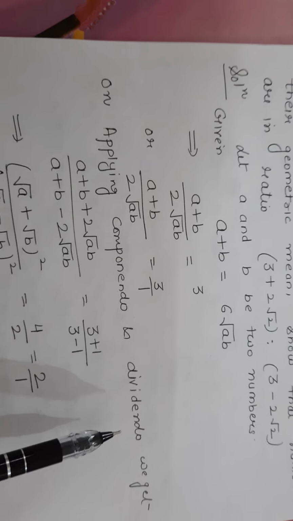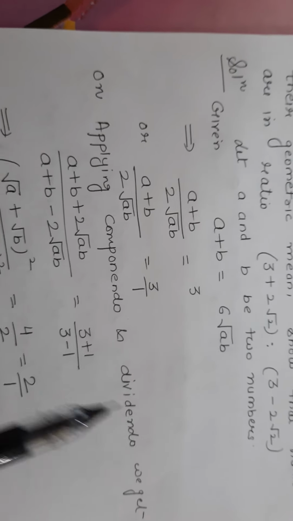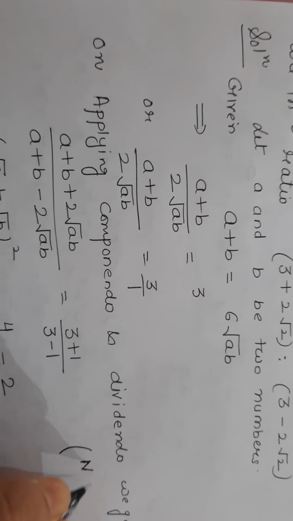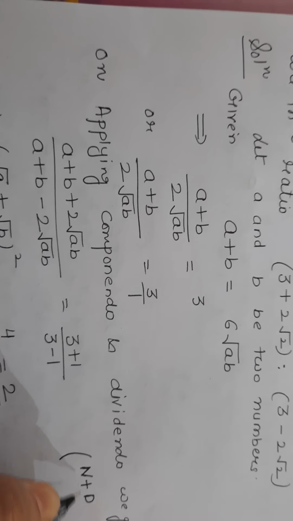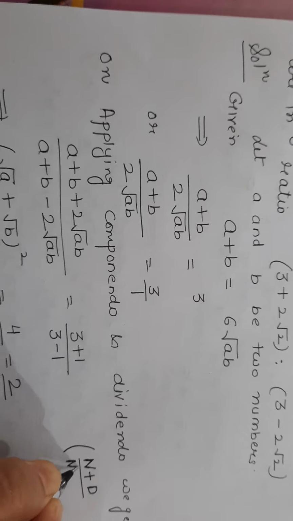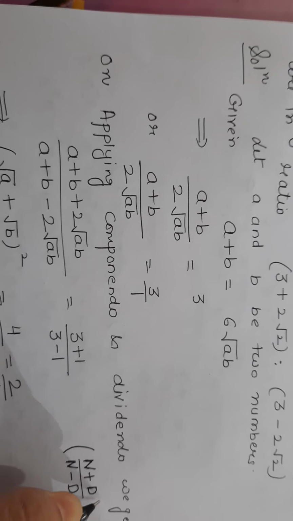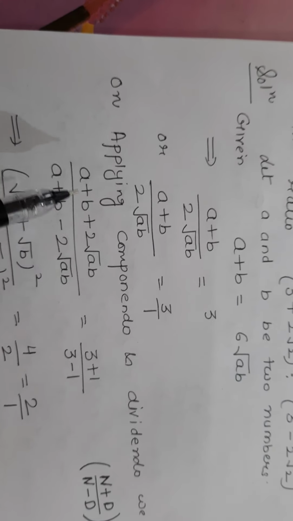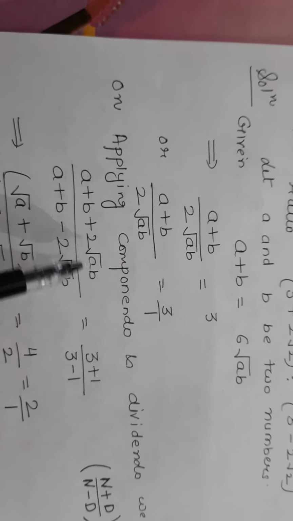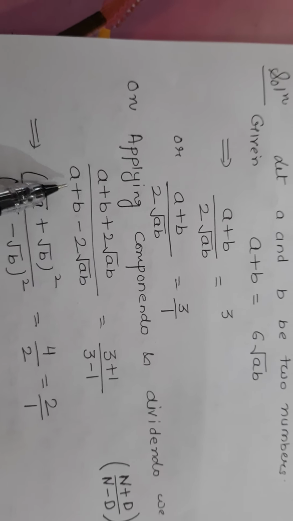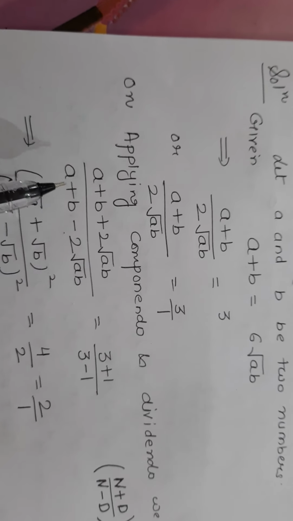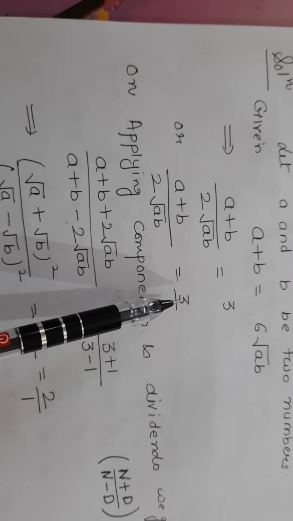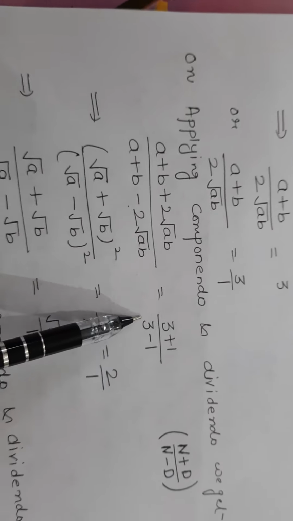Now apply componendo and dividendo on both sides. Componendo and dividendo means we write the numerator part as numerator plus denominator and the denominator part as numerator minus denominator. So the numerator will be A plus B plus 2 root AB, and the denominator is A plus B minus 2 root AB. In the same way on the right hand side this is 3 plus 1 upon 3 minus 1.